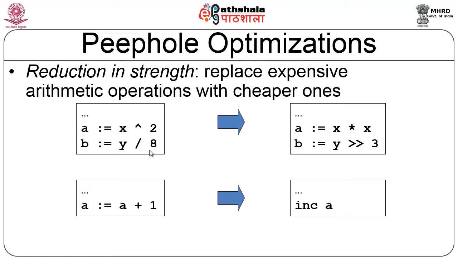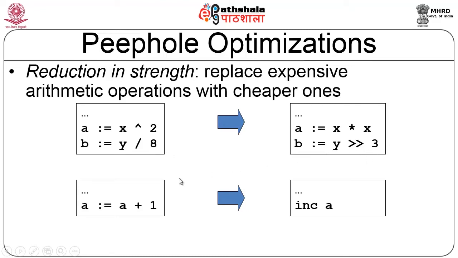So, dividing by 8 will be right shifting by 3 positions. Similarly, multiplication by 2 is left shifting by 1 position. So, I can use that logic to compute division as well as multiplication if I am dividing by a power of 2 or multiplying by a power of 2. So, I have here B is equal to y divided by 8, that can be replaced with B is equal to y right shift 3.